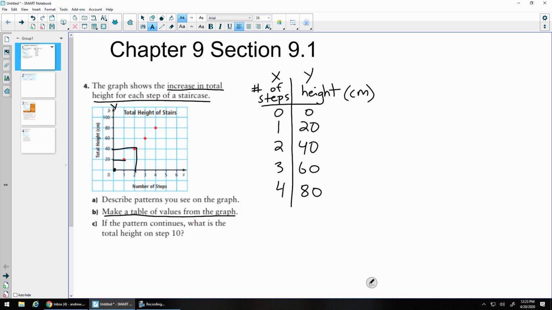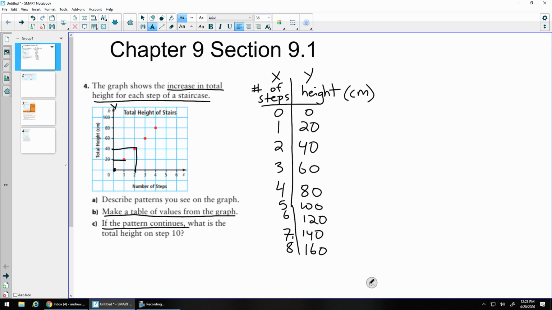And so, if the pattern continues, what is the total height on step 10? What would the total height be? We can solve this a couple of ways. One way is to just continue it: 5, 100, 6, 120, 7, 140, 8, 160, and so on, and we could do 9 and 10.